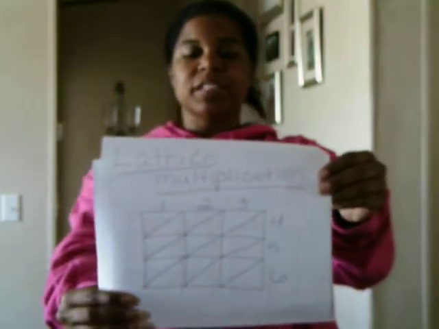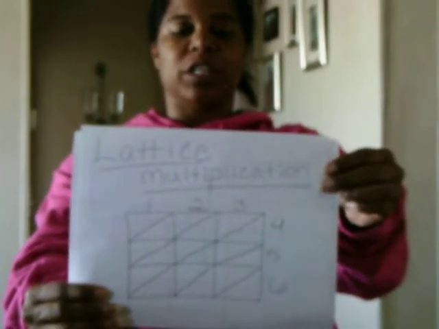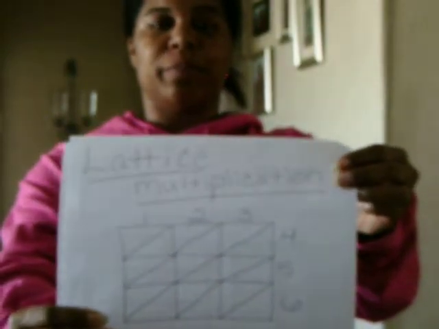Today we'll be learning how to make three-digit multiplication simpler by a process that we call lattice multiplication. This is what your paper will look like when you begin your multiplication problem.